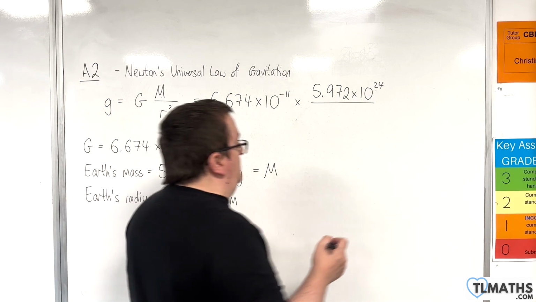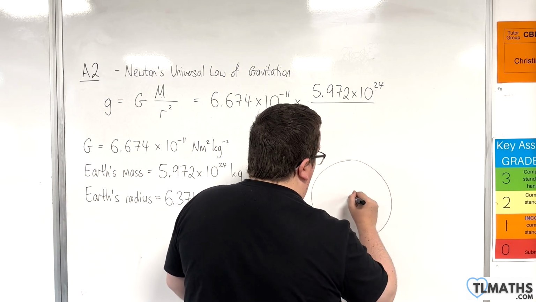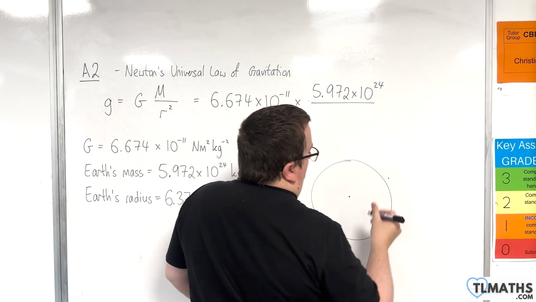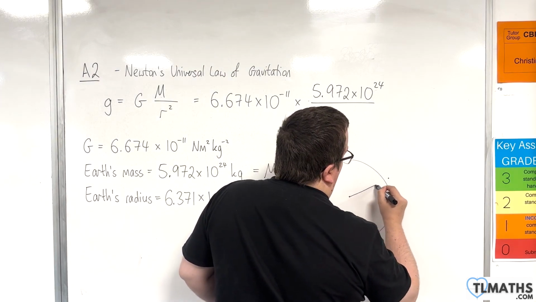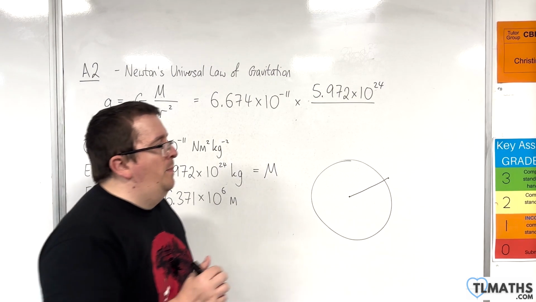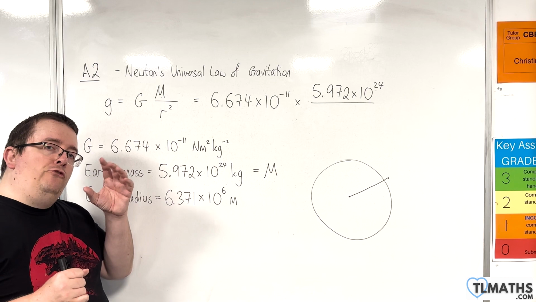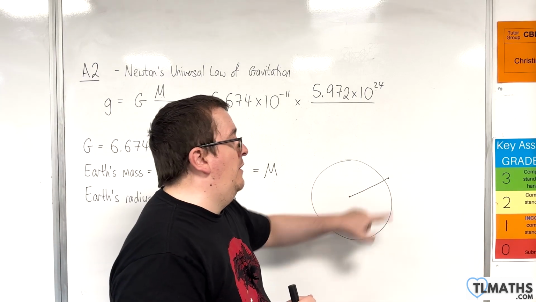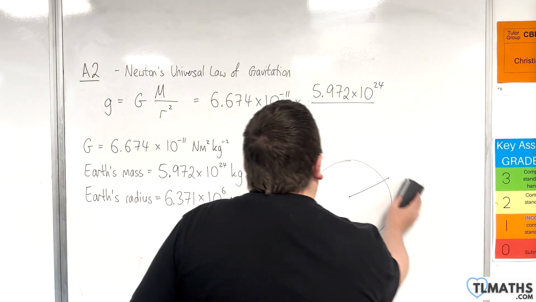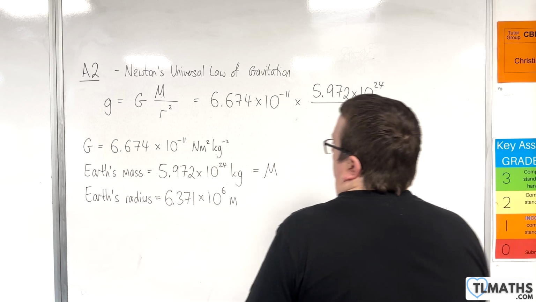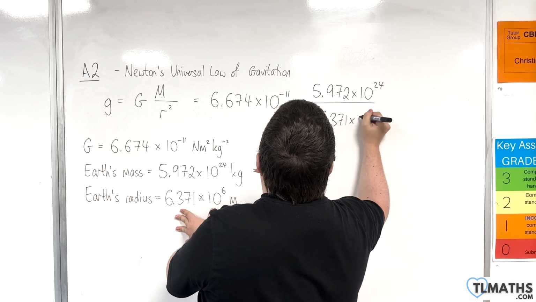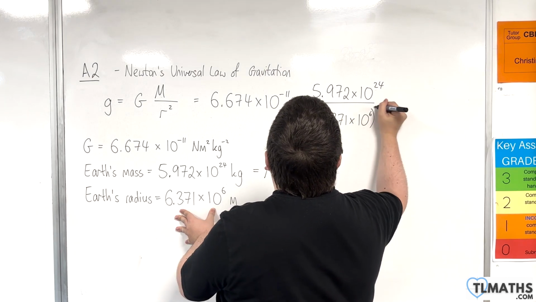Now, if you think about, here's your Earth, here's your centre, and the object that is falling, okay, the distance from the centre of the Earth to the falling object will be roughly the same as the distance from the centre of the Earth to its outer edge, just because the Earth is so massive. Okay, so we can essentially just use the radius of the Earth here. So that's 6.371 times 10 to the 6, and that is squared.